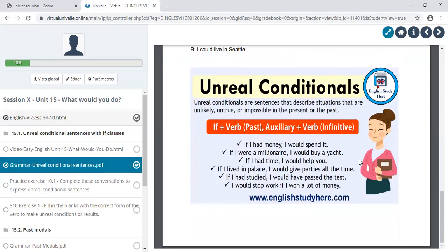Now we have here if plus verb in past plus auxiliary plus verb in infinitive. Example, if I had money, I will spend it. Si tuviera dinero, me lo gastaría. If I were a millionaire, I will buy a yacht. If I have time, I will help you. If I live in palace, I will give parties all the time. If I had study, I would have passed the test. I would stop work if I want a lot of money.